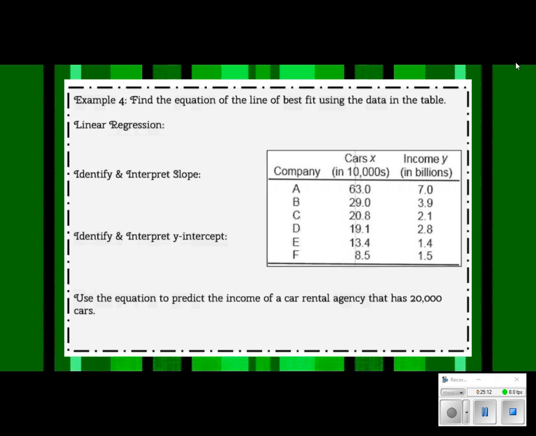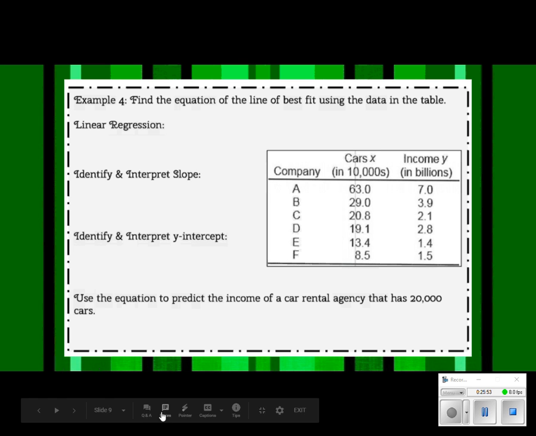Let's look at example 4. Okay, this one's about cars in 10,000s and income. So I'm guessing that this is use the equation to predict the income of a car rental agency that has 20,000 cars. So we are looking at dealerships that have cars, and these are represented in the 10,000s. So this is not just 8.5, this is 85,000. So how many cars the car rental has versus how much money do they have coming in.